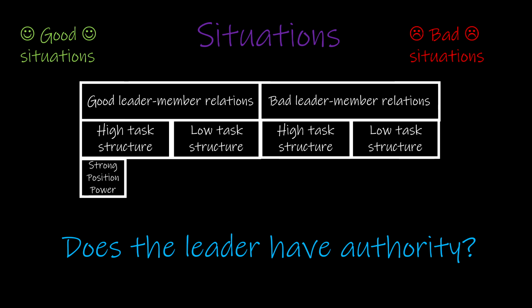And according to Fiedler, when we have good leader-member relations, high task structure, and strong position power, that's going to be our optimal situation for leaders. However, when we have bad leader-member relations, low task structure, and weak position power, that's going to be our worst situation for leaders. Now, of the three different situational components that Fiedler discussed, position power was conceived as the least important of the three.